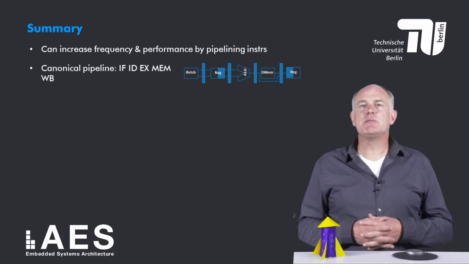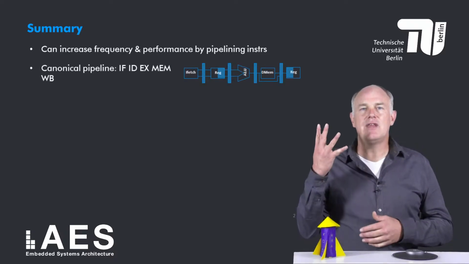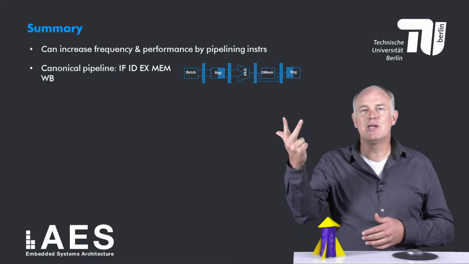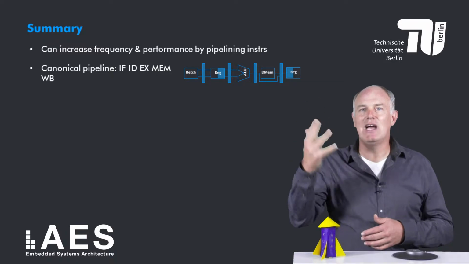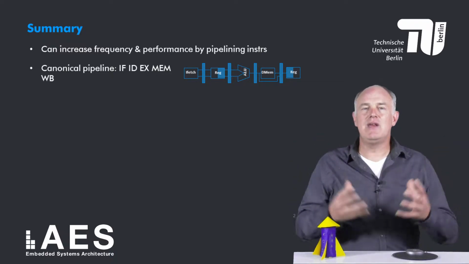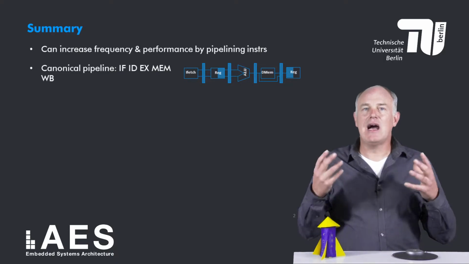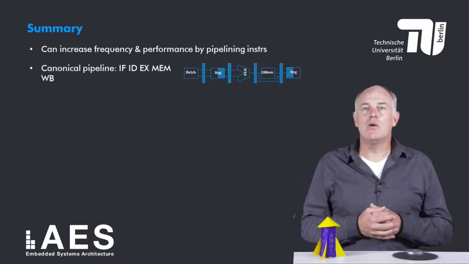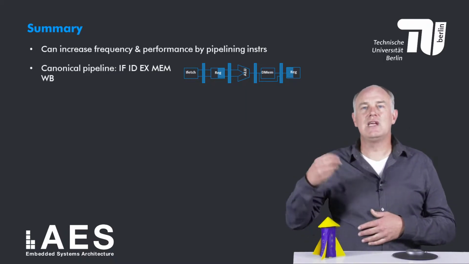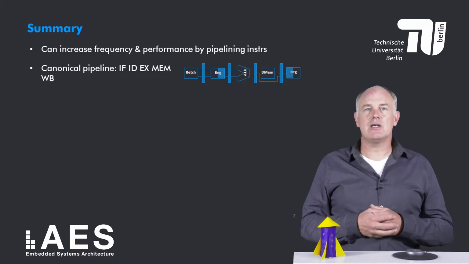The canonical MIPS pipeline consists of 5 stages: instruction fetch, instruction decode, execute, memory access, and write back. In the IF stage, the instruction is fetched and the PC is incremented. In the ID stage, the instruction is decoded and the register file is read, which is assumed to take place in the second half of the clock cycle.